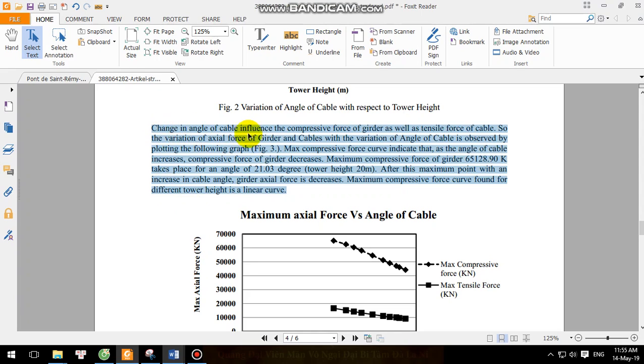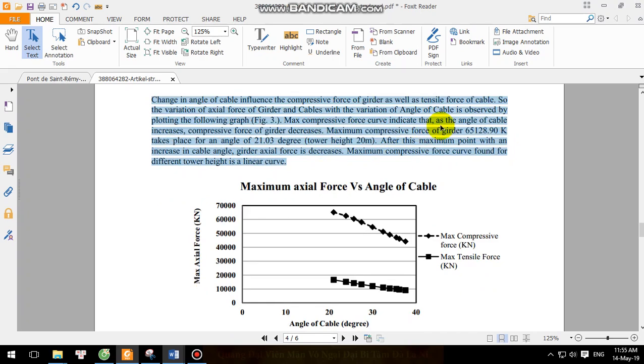Change in angle of cable influences the compressive force of the girder as well as the tensile force of the cable. So the variation of axial force of girder and cables with the variation of angle of cable is observed by plotting the following graph, Fig 3. The maximum compressive force curve indicates that as the angle of cable increases, the compressive force of girder decreases.